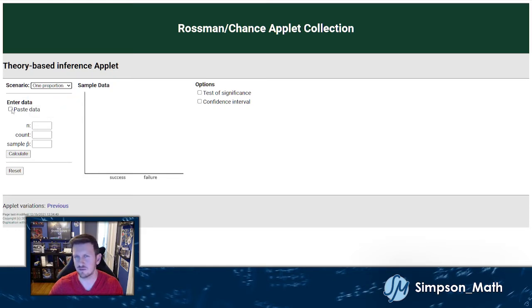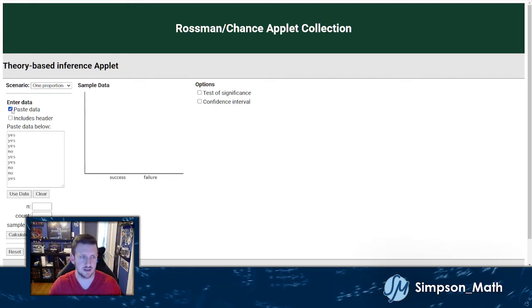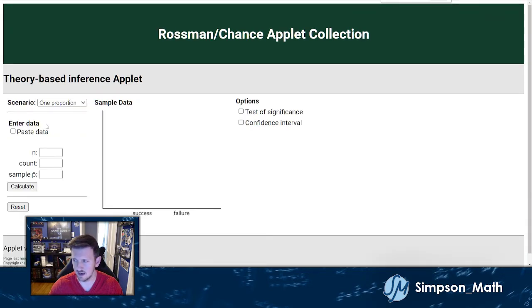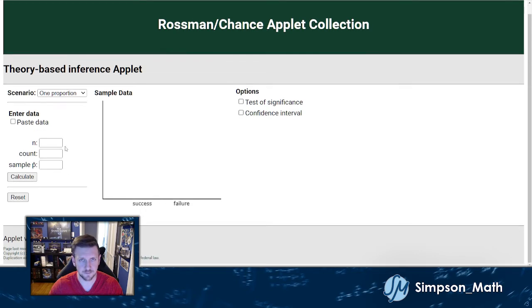If you have raw data, like a list of yeses and nos, you could pick the paste data option, but we're not going to mess with that because we're given our number of successes and our sample size. This applet is kind of neat because it gives me these three boxes, and these three boxes act like a little bit of a fact family. Remember from elementary or middle school, you learned that 3 times 4 is 12, 12 divided by 4 is 3, and 12 divided by 3 is 4.